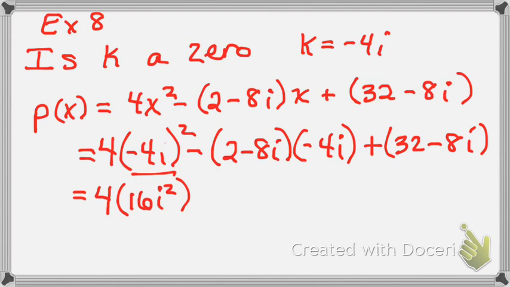Okay, now for the next step, I'm going to take this negative 4i, and I'm going to multiply it times this negative out here.